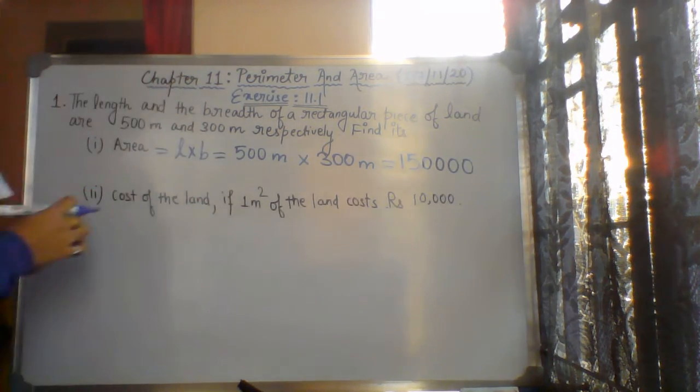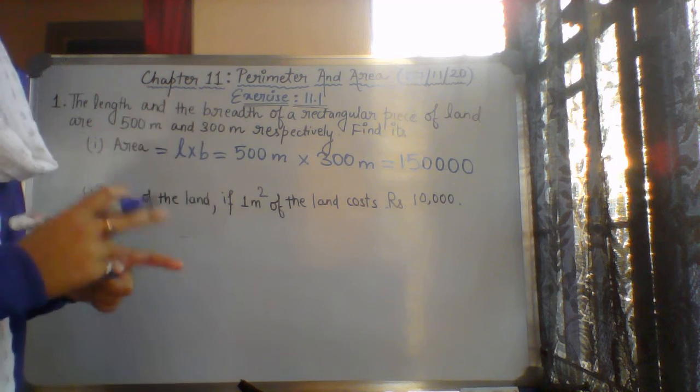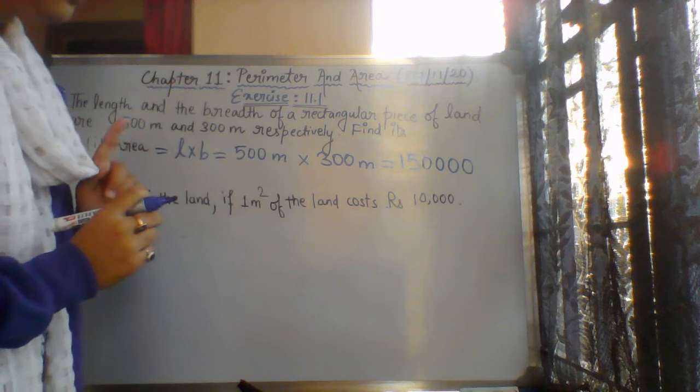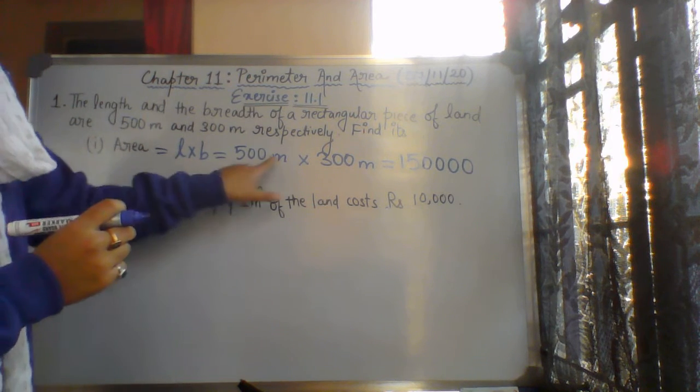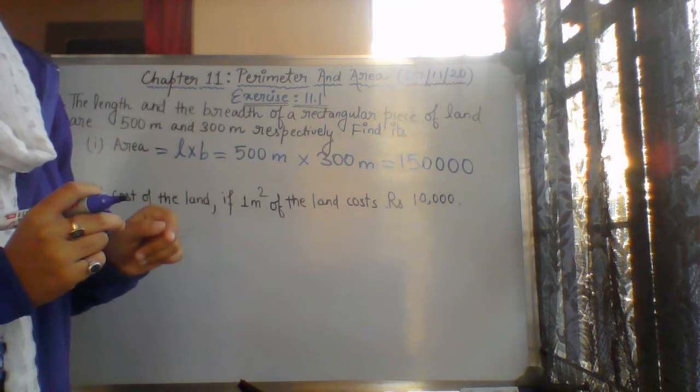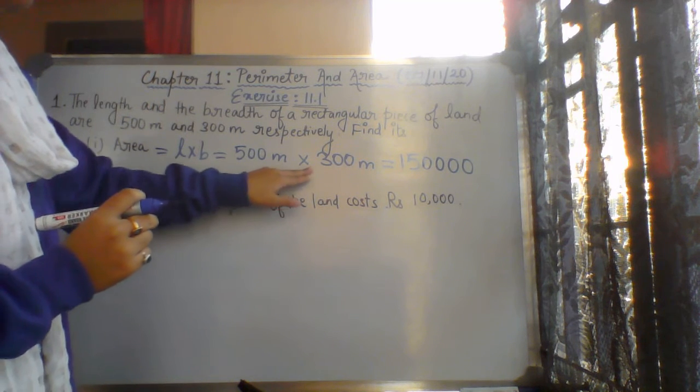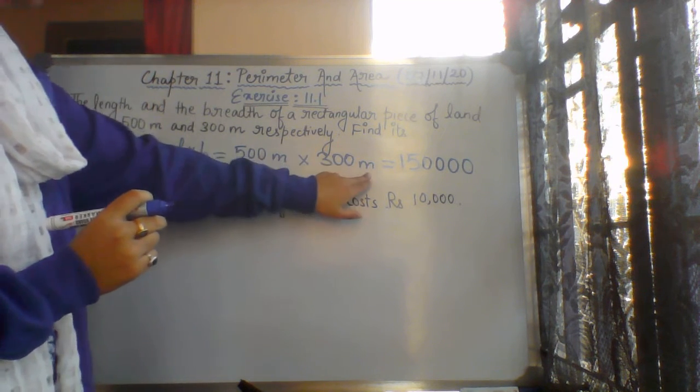That much what? Don't forget the unit. When you are doing perimeter and area, don't forget to write the unit. What will be the unit? Meter into meter. So is it twice of meter or meter square? It is multiplication here. Meter into meter.